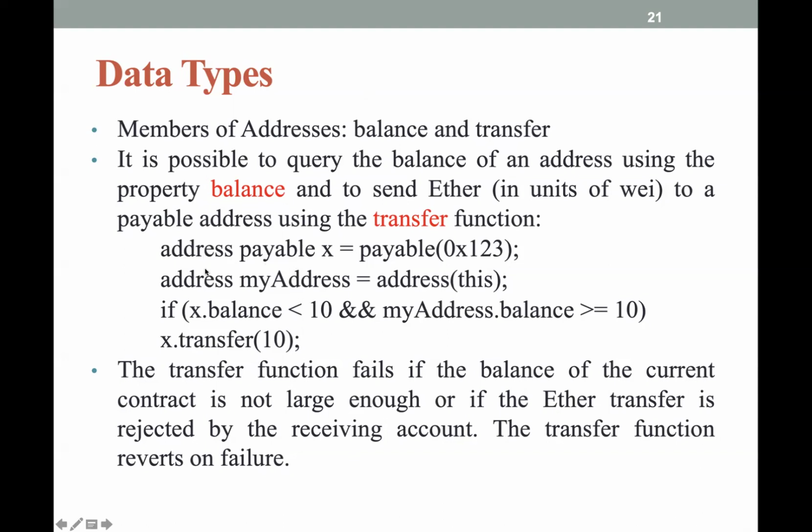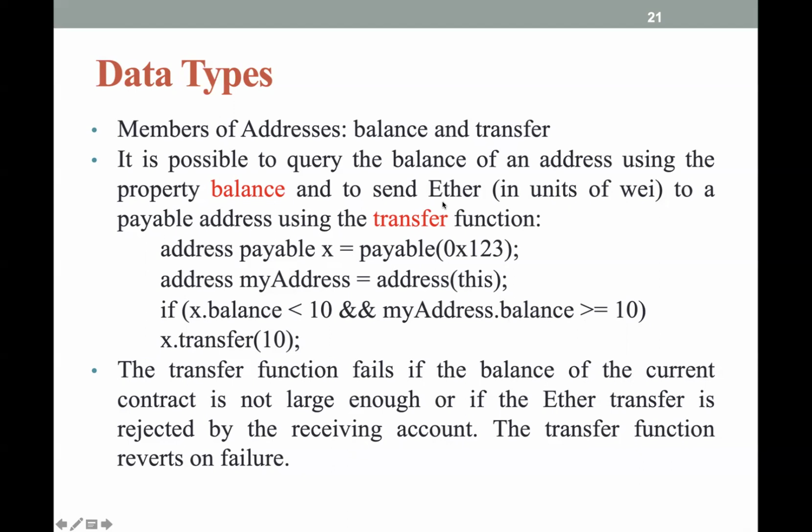So here we have address myAddress, right? This is one of the variable names. It is of the address type. And I'm storing the address of the current contract, because this always refers to the current contract address. And here in the if statement, I'm using myAddress.balance to check whether the balance is greater than 10 or not, right?